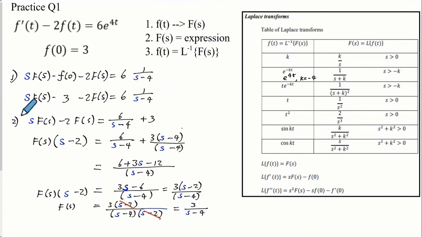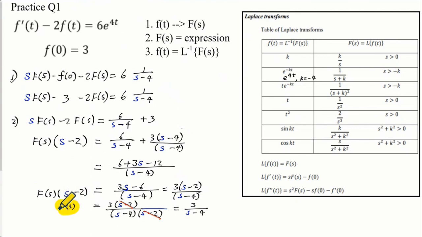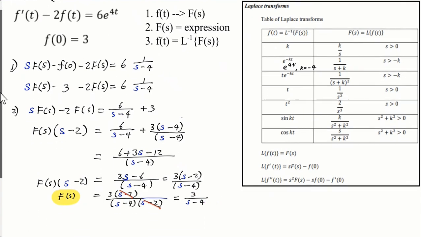Okay, so that's my second step done. You need to be quite familiar with rearranging subjects. For here, we're trying to make F of s the subject. So as long as you can do some algebraic manipulations and obtain an expression for F of s in terms of s, then you are nearly there.